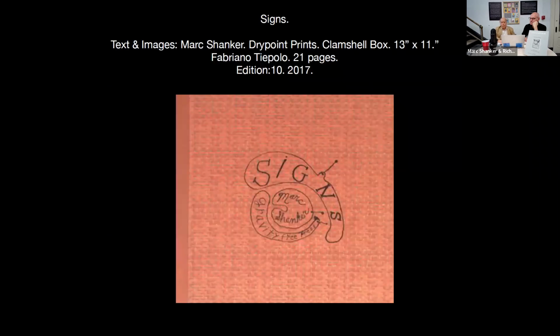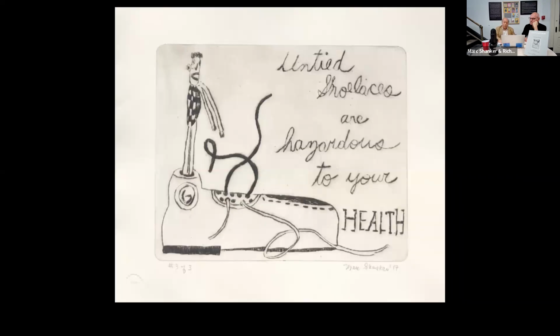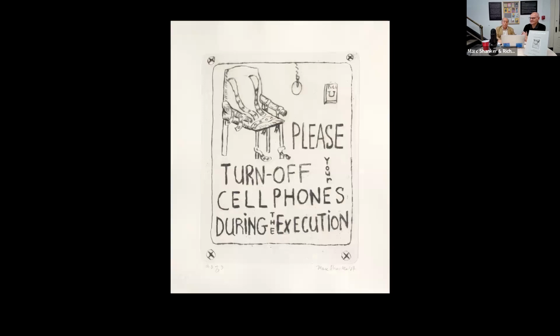I went from there to do a book called Signs. I was riding in the bus and I saw a sign on a wall, and I decided I could write some signs. And so that's what I did. Some of the signs are health related. For instance, untied shoelaces are hazardous to your health. I really believe that there are many terrible accidents caused by untied shoelaces, and I felt my sign would really save the healthcare system millions of dollars.